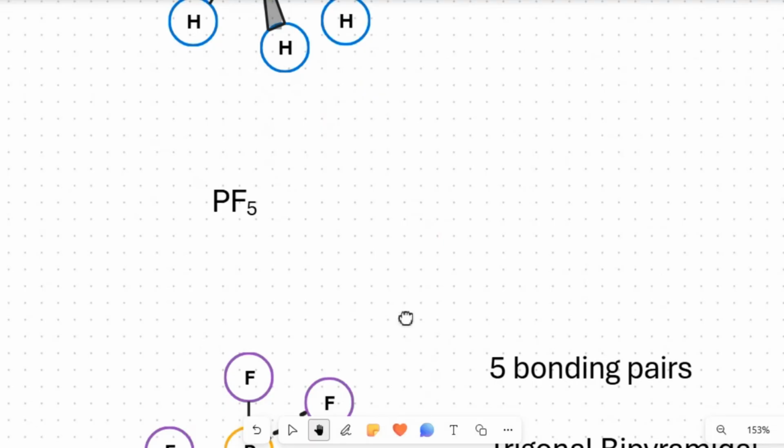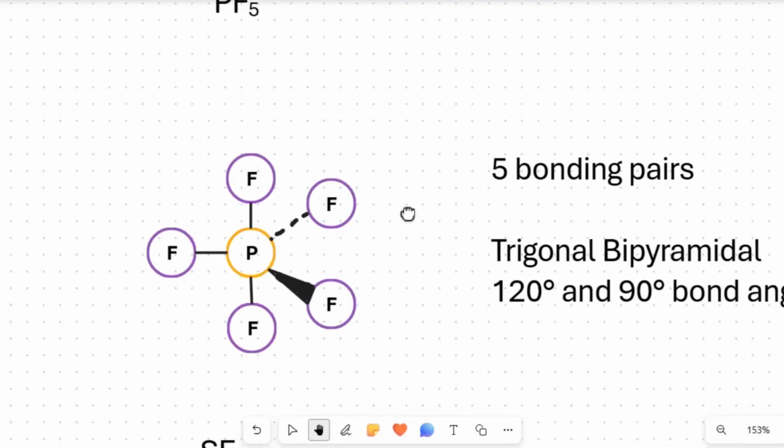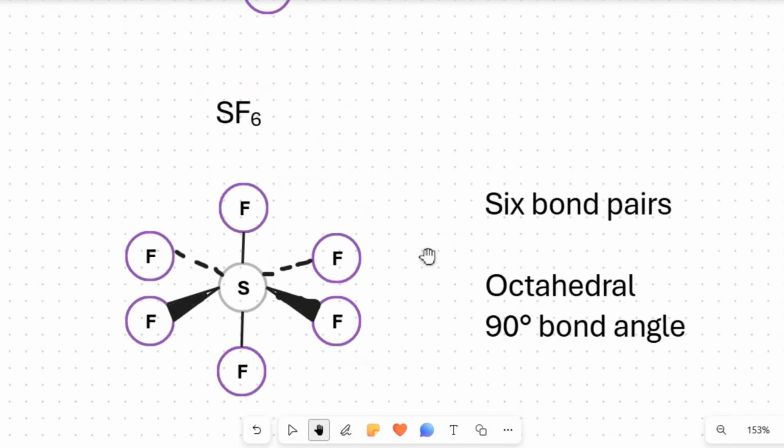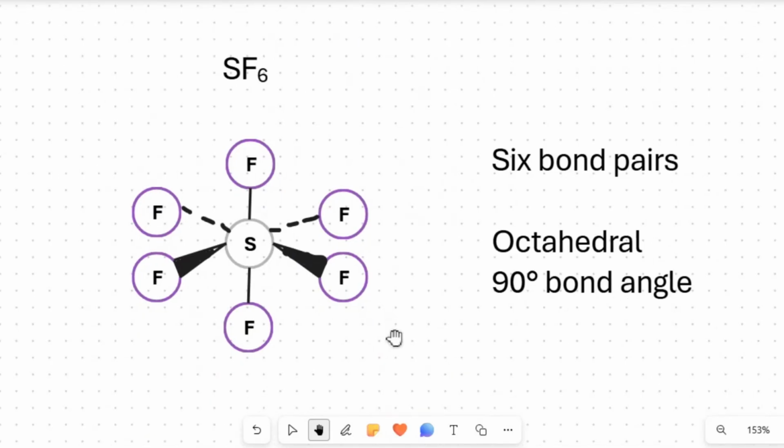Now we look at phosphorus pentafluoride with 5 bonding pairs of electrons, and again a 3D arrangement. To maximize the distance, we have 120 degrees and 90 degrees bond angles, which gives rise to a trigonal bipyramidal shape. Next, we have sulfur hexafluoride. Sulfur hexafluoride has 6 bond pairs, and so it has a 3D arrangement with 90 degrees bond angles as the bond pairs repel each other, and the shape is known as octahedral.